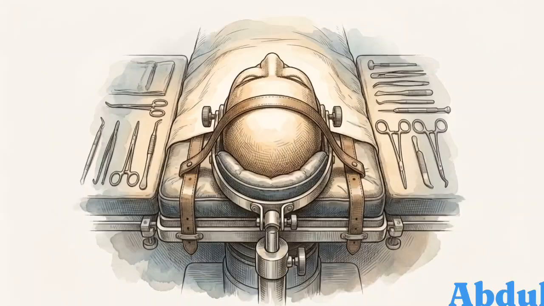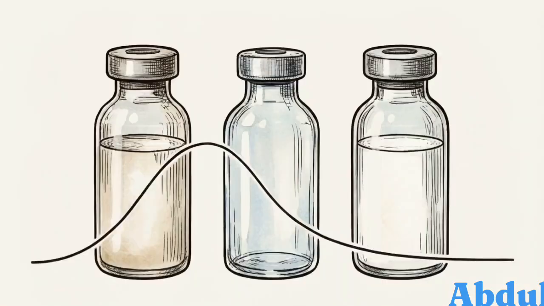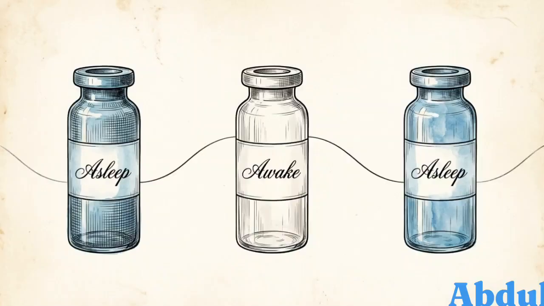A meticulous regional block is the anchor of the entire procedure. It is the only variable that allows us to safely suspend systemic analgesia during the critical mapping phase. The most reliable anesthetic approach for prolonged Awaik cases is the asleep, awake, asleep, or SAS technique. It divides the surgery into 3 distinct temporal phases.